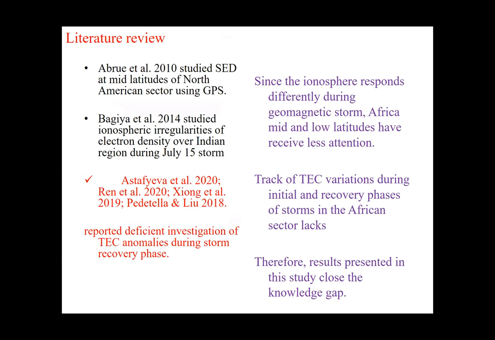So I will skip most of the literature, but my major concern here, shown in red ink, is that recent literature has reported deficient investigation of TEC anomalies during the storm recovery phase. Since the ionosphere responds differently, the magnetic latitudes receive different amounts of electrons during disturbances. So the Africa mid and low latitudes have received less attention. Most literature is concerned with the main phase, but we have the initial, the main, and then the recovery phase. The recovery phase of the storm in the African sector lacks study, so in this presentation we try to bridge the knowledge gap.